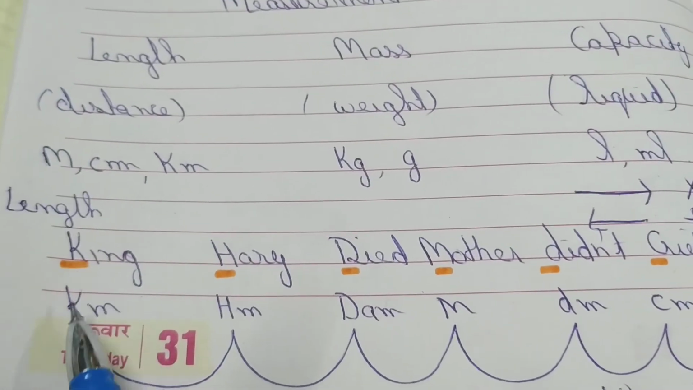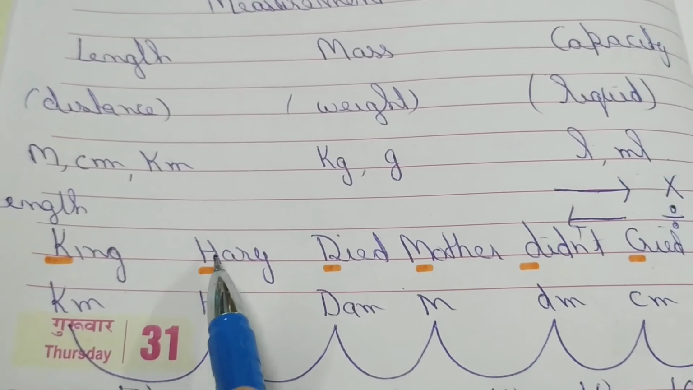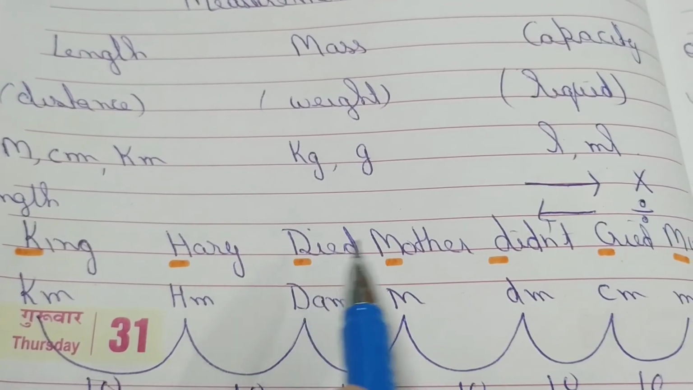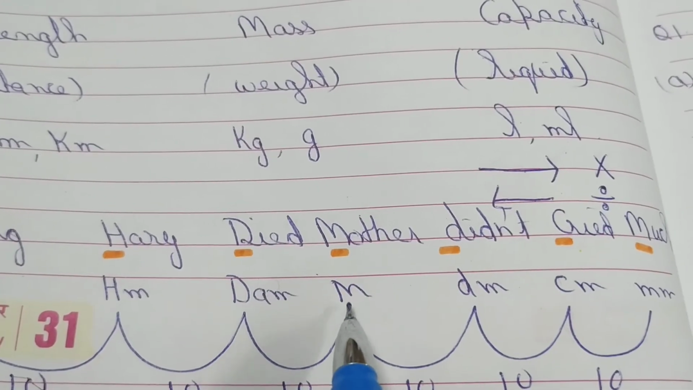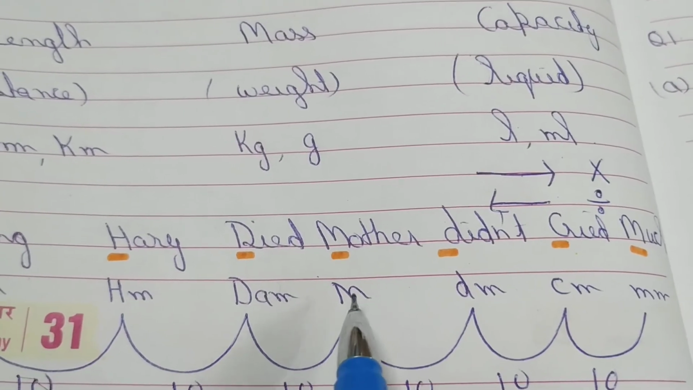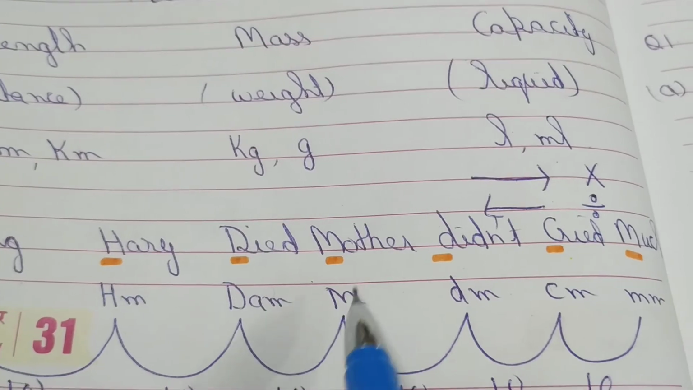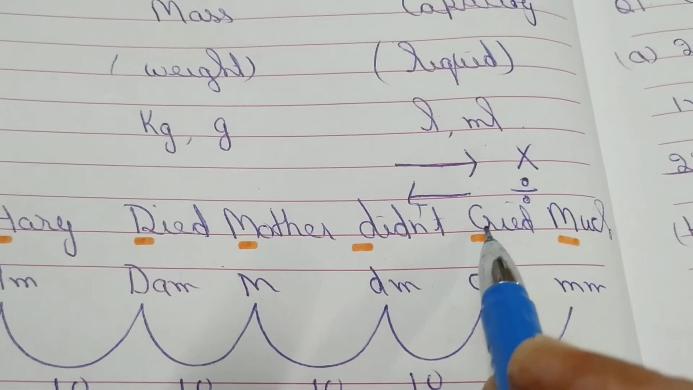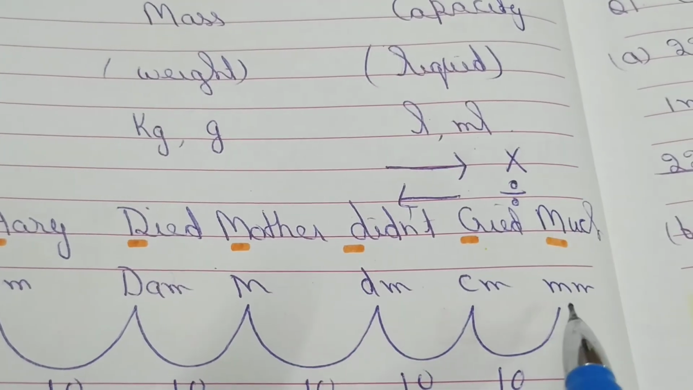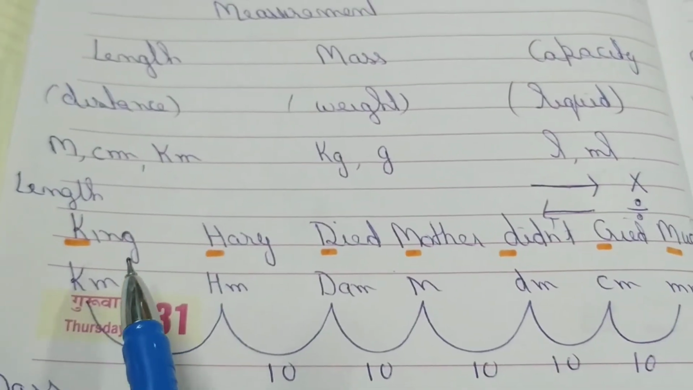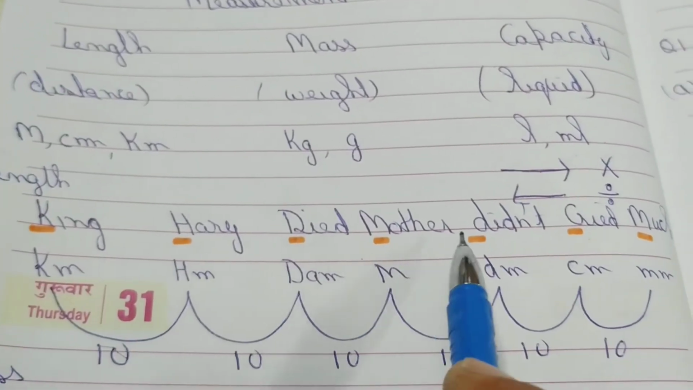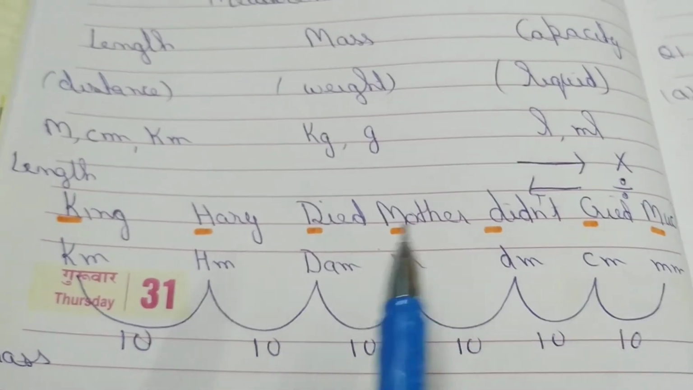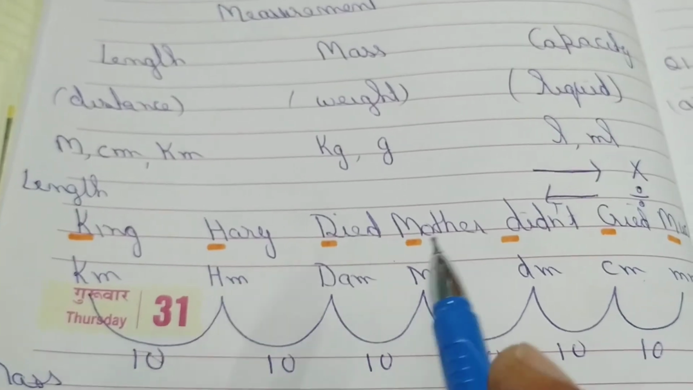So K for kilometer, H for hectometer, D for decameter, M for meter. This is the standard unit of length. M for meter. Next is D for decimeter, C for centimeter, M for millimeter. So from this story you will learn the new units of length.